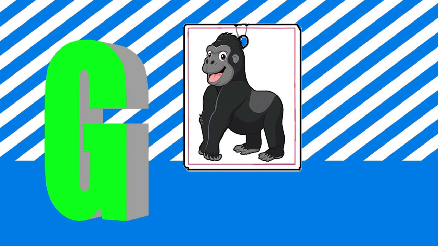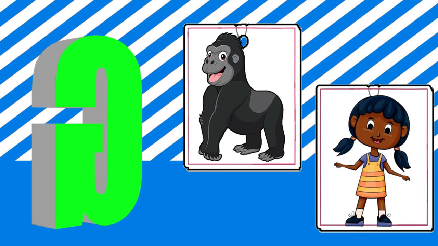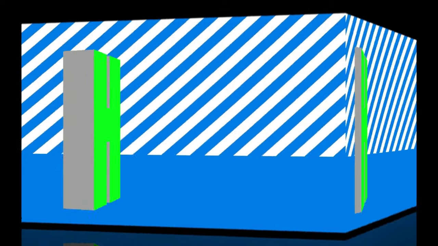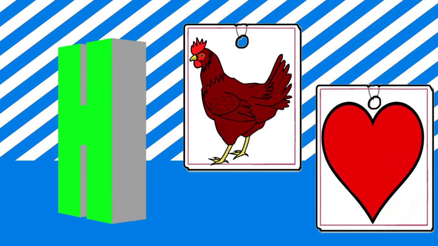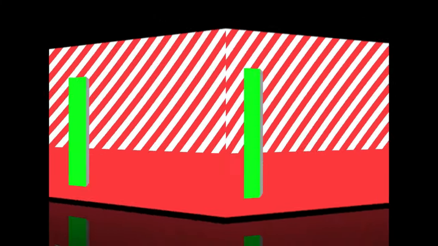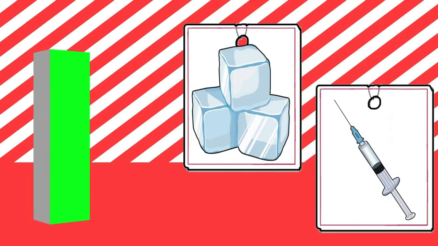G. This is the letter G. G sounds like G. A black gorilla, a black girl. H. This is the letter H. H sounds like H. A red hen, a red heart. I. This is the letter I. I sounds like E. A white ice, a white injection.